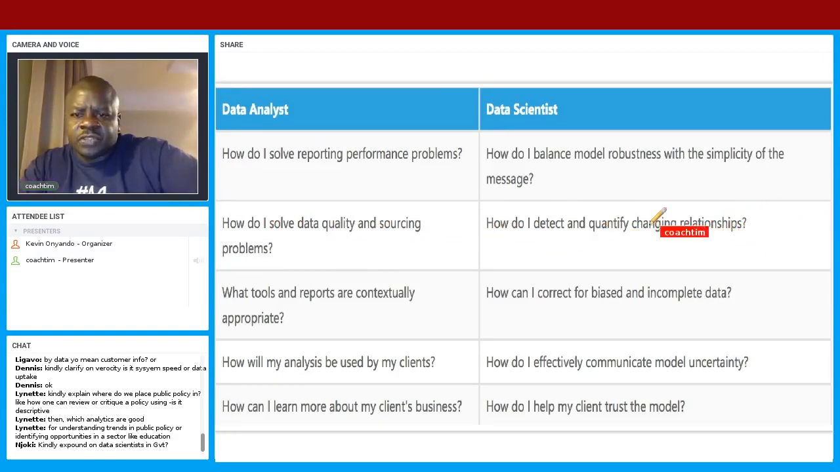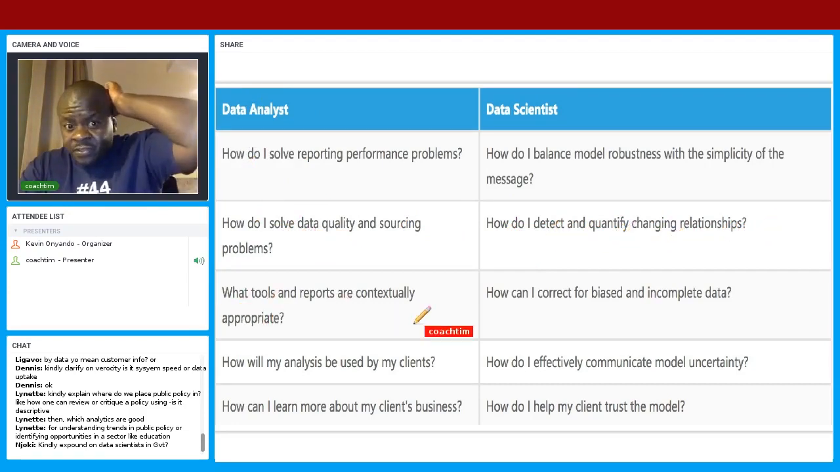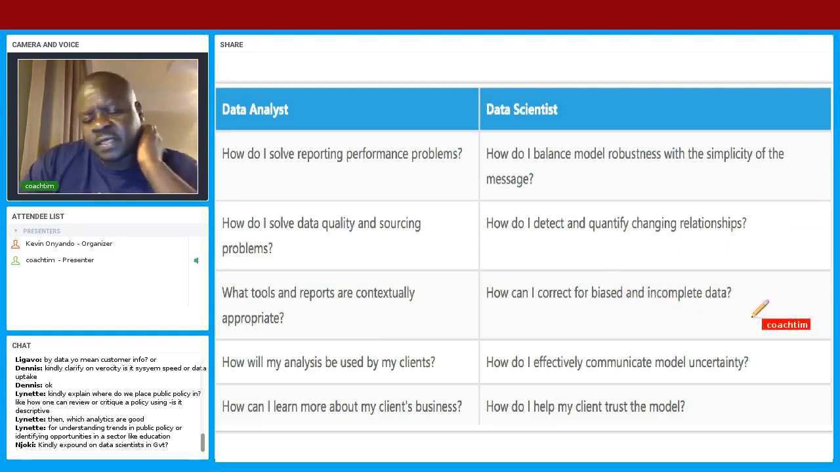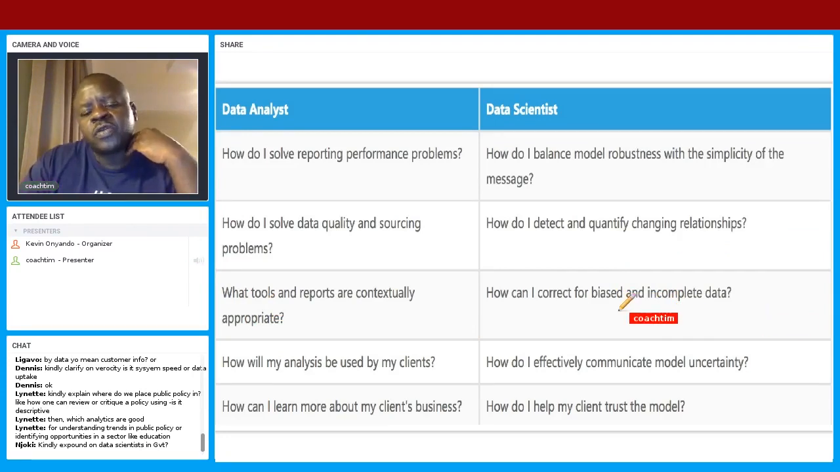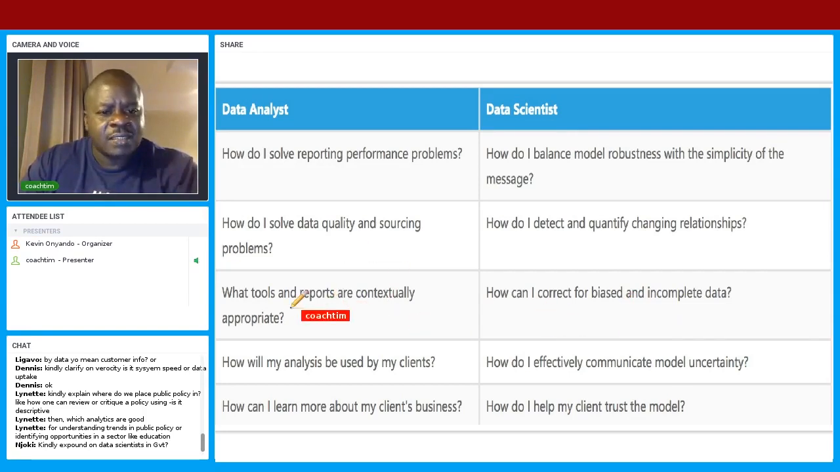And here, how do I detect and quantify changing relationships? So this is the aspect of dynamism. Whereas a data analyst will be static, this one is dynamic. What tools and reports are contextually appropriate? These ask how I can correct for biased and incomplete data. So the incompleteness and biasedness of data becomes an issue. A data analyst will not, but a data scientist will work to see that whatever issues you have with the data can be corrected.